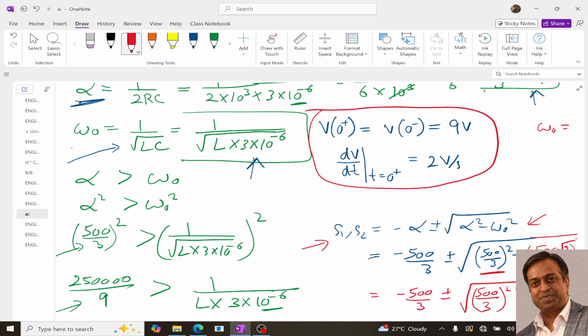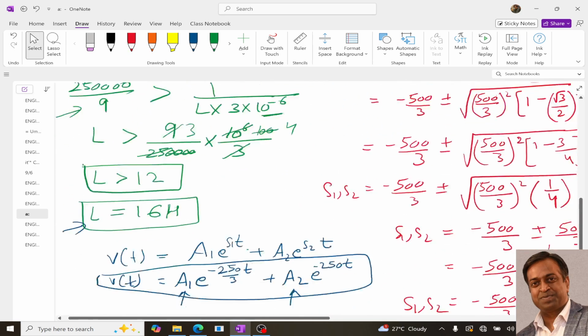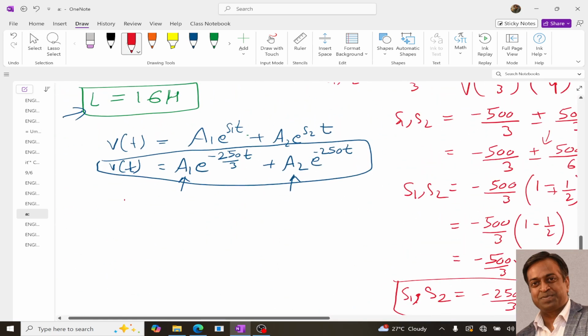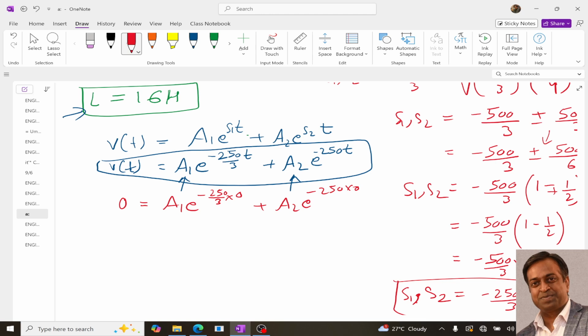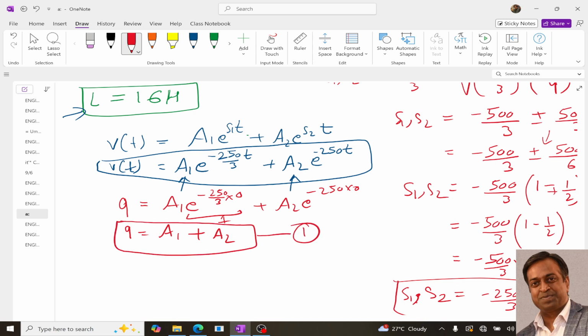Now over here it is given that the value of v at 0 plus is 9. So substituting this value, at t equals to 0, it is A1 e power minus 250 into 0 plus A2 e power minus 250 into 0. So it will be, sorry, not 0, it is 9, equal to A1, this term will become 1, plus A2. So this is our first equation.